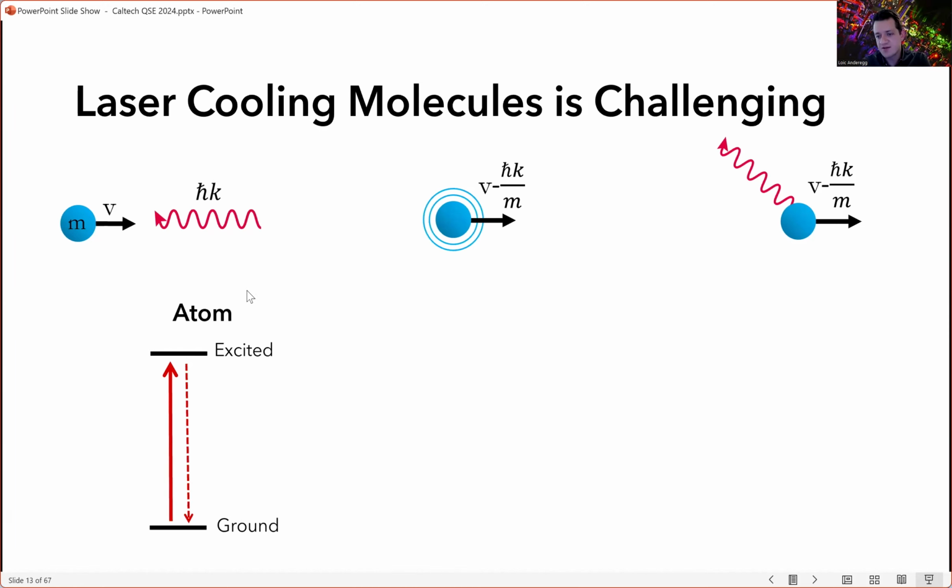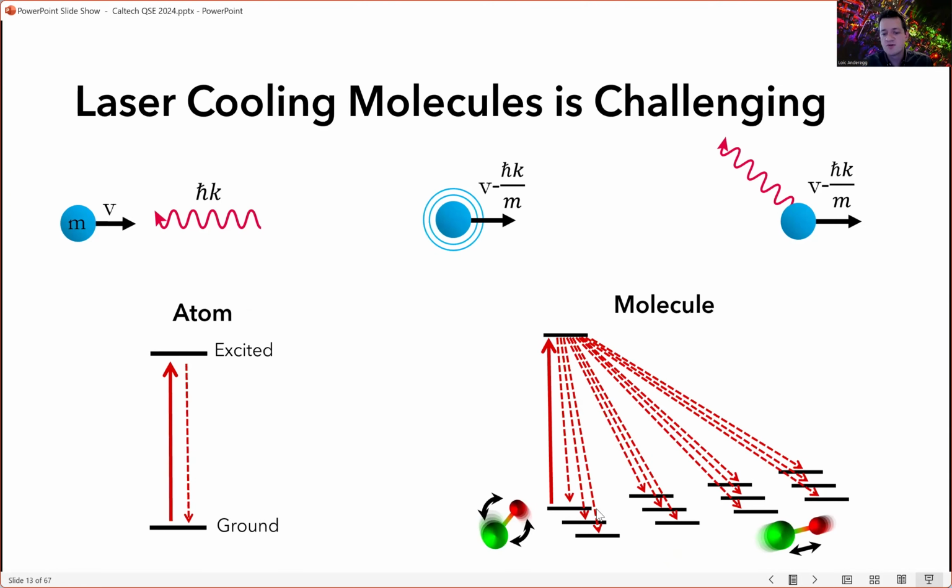When you try to apply this to a molecule, however, most of the time, rather than the molecule decaying back to the state you started in, it will end up in another of its internal states. And because there are so many different internal states, if you don't have some way of controlling all of these decays, you would basically need an infinite amount of lasers to address all of these transitions.